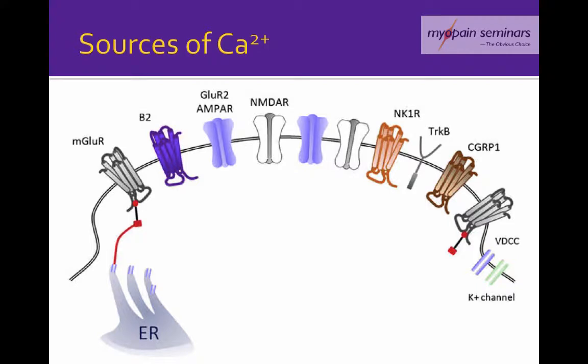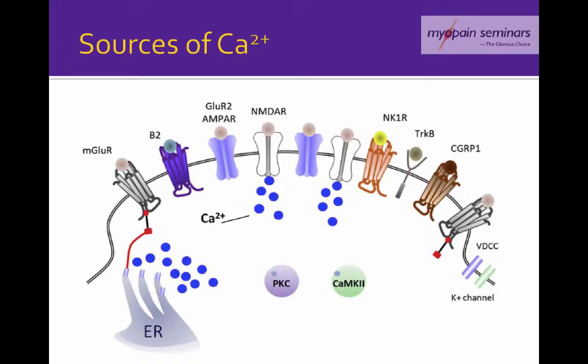Here you see a model of a nociceptive dorsal horn neuron synapse under controlled, non-activated conditions. You'll see in the next slide that many of these receptors become sources of calcium.